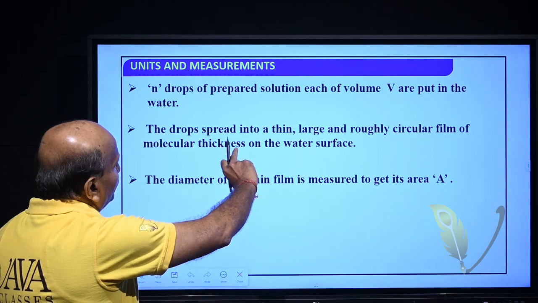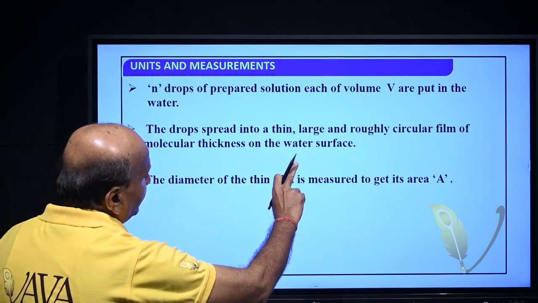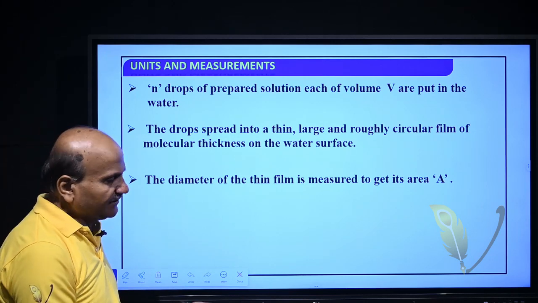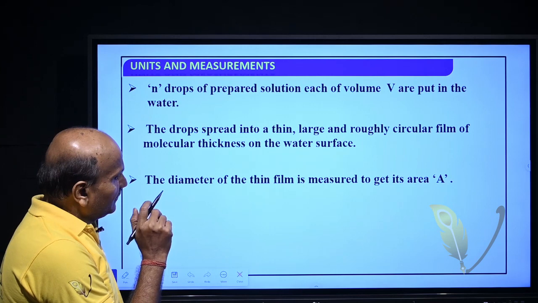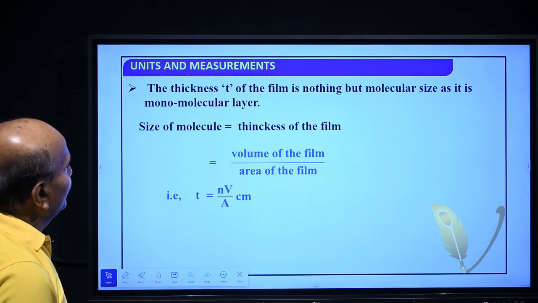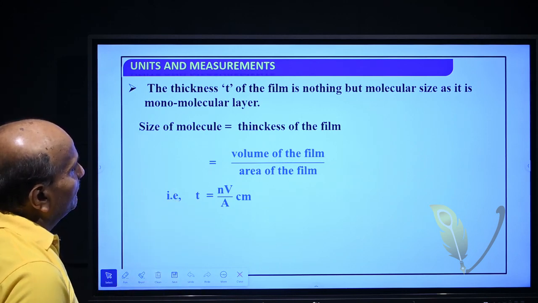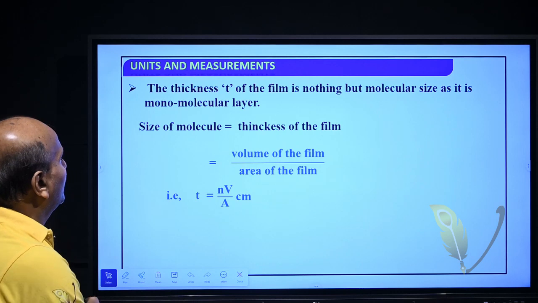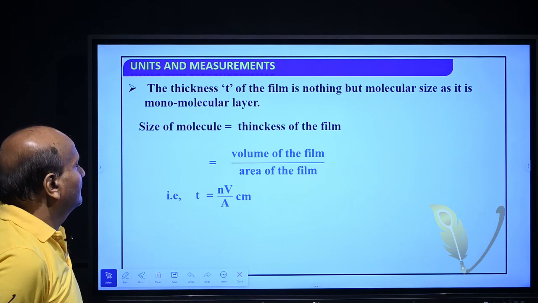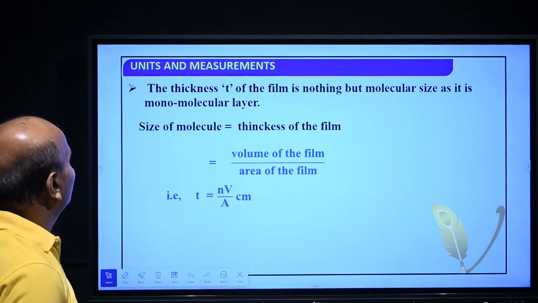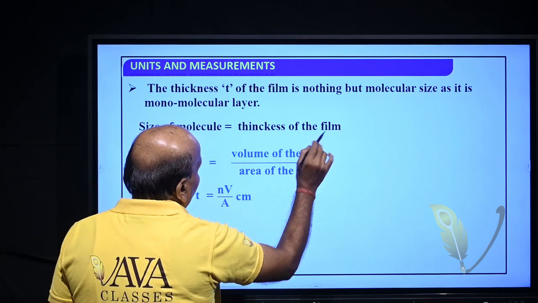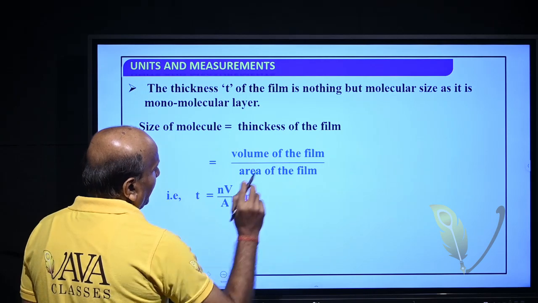The drops spread into a thin, large and roughly circular film of molecular thickness on the water surface. So, the diameter of the thin film is measured to get its area A. If t is the thickness of the film, it is nothing but the molecular size or molecular diameter, because it is a monomolecular layer, meaning a single molecule layer on the water surface. Therefore, size of the molecule is equal to thickness of the film, which is equal to volume by area.